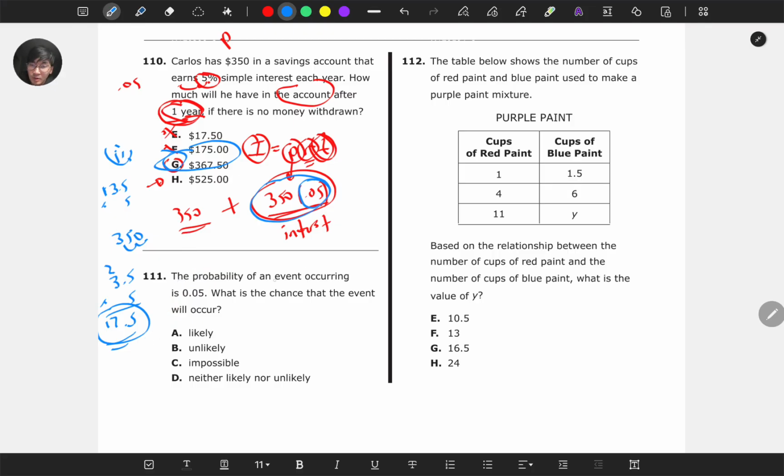Probability of an event occurring is 0.05. What is the chance that the event will occur?